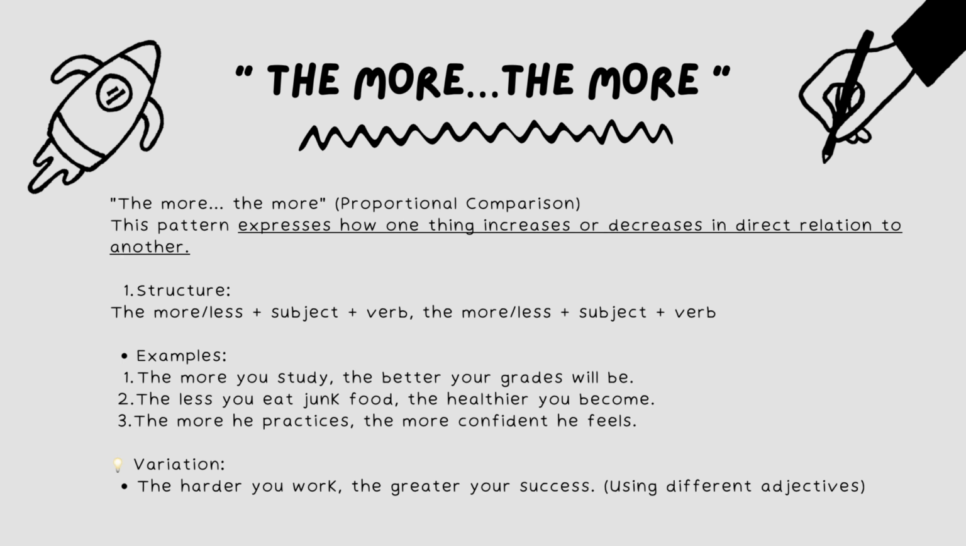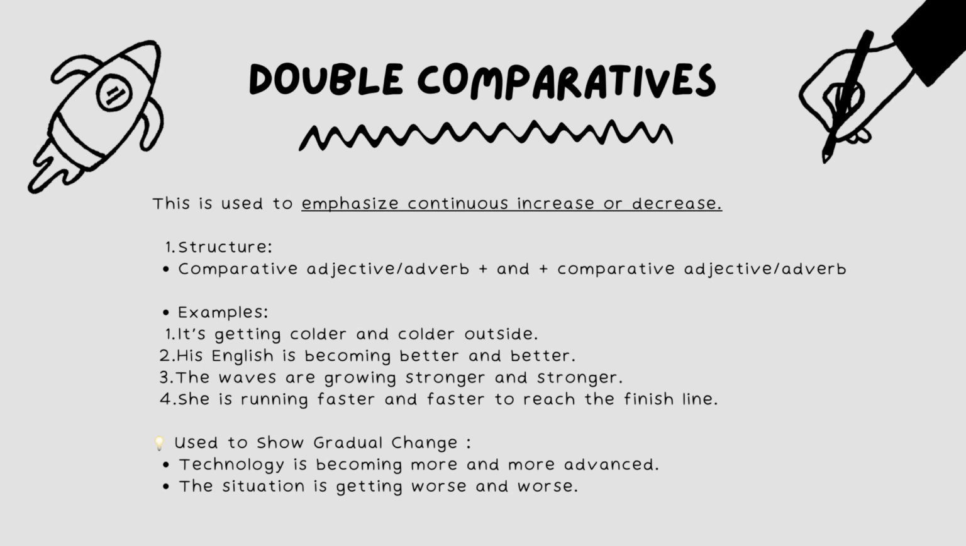Using different adjectives. Double comparative. This is used to emphasize continuous increase or decrease. The structure: comparative adjective or adverb plus and plus comparative adjective or adverb. Example 1: It's getting colder and colder outside. Example 2: His English is becoming better and better.